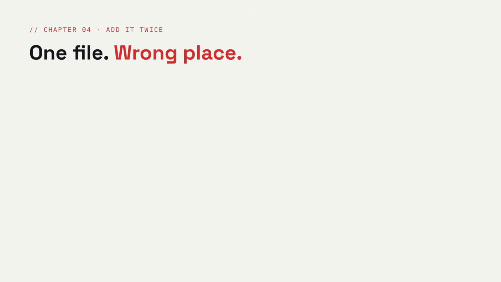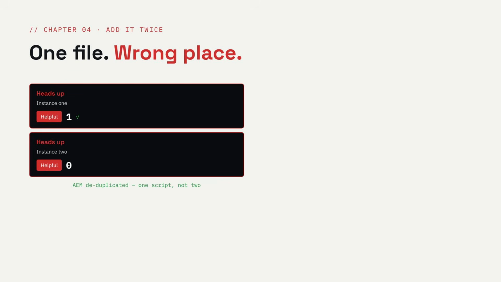AEM is smarter than you might expect. The client-lib code is inside the component, so it renders once per callout. Put a second callout on the page. You might expect a second script tag and a second link tag, but AEM tracks what it has already included and silently drops the duplicate. One link, one script, even with two instances. So the counter still works, one click, one count, no bug there.